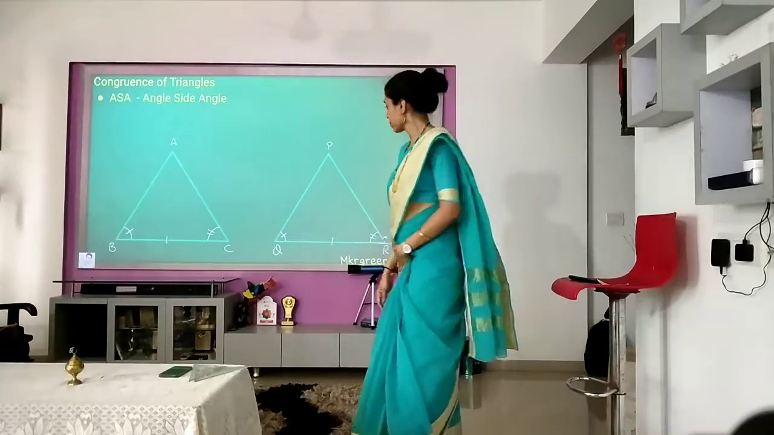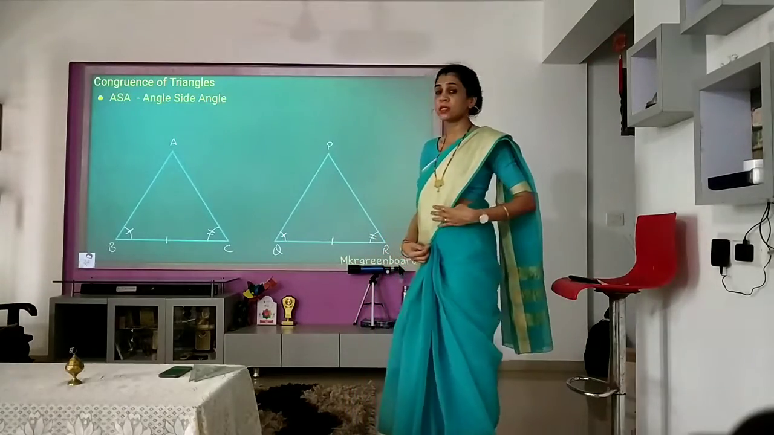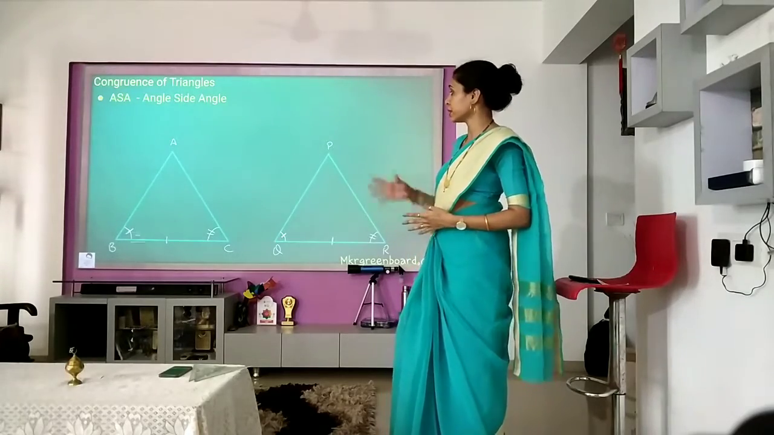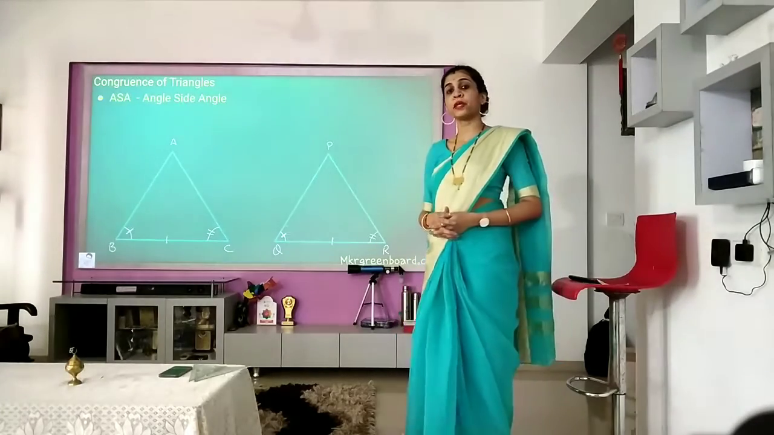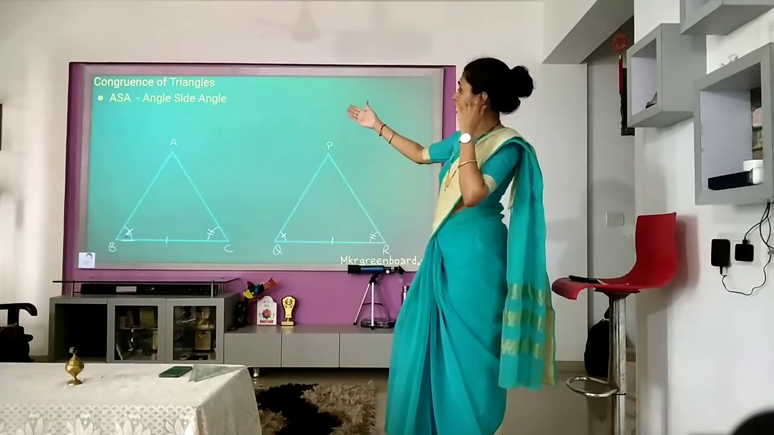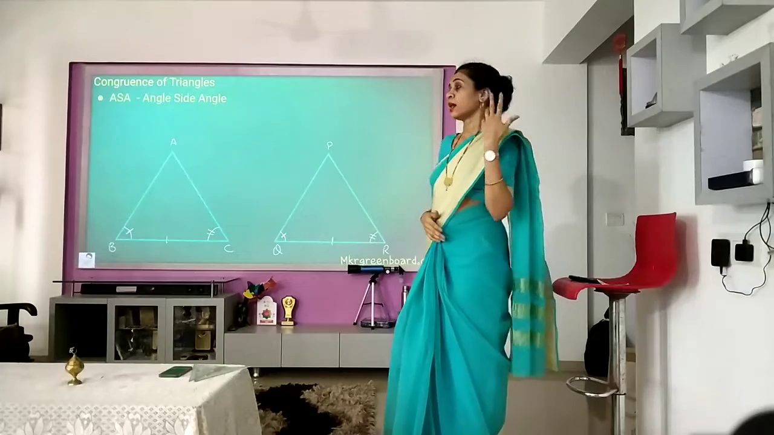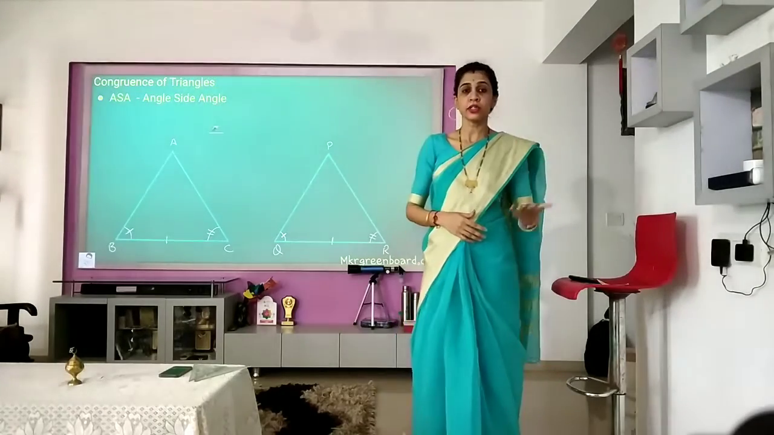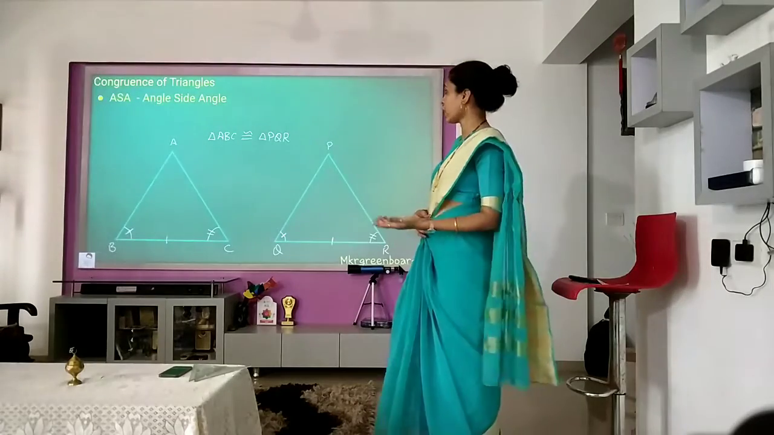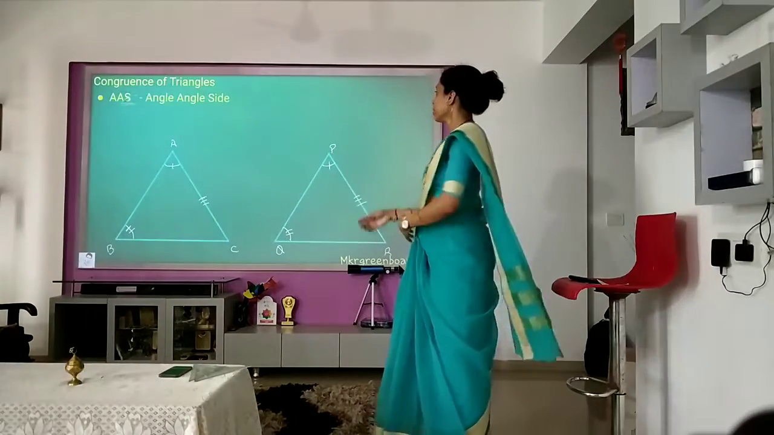For this, we can have various examples, and theorems are based on these criteria. We have to prove them using different conditions. So ASA, SAS, SSS and RHS are the congruency rules that we are going to study in this chapter.